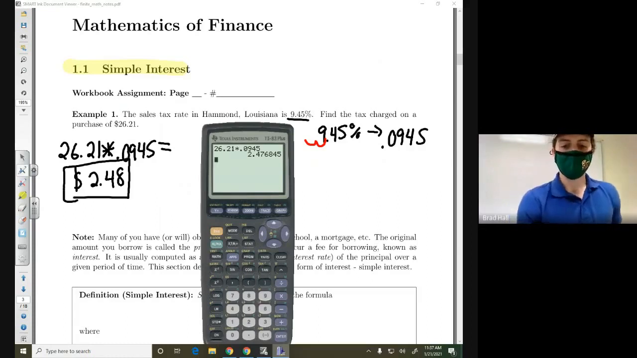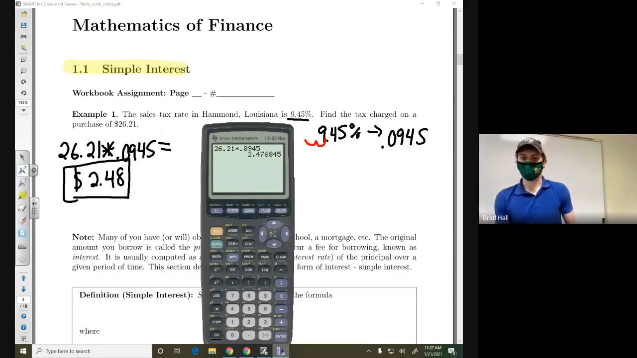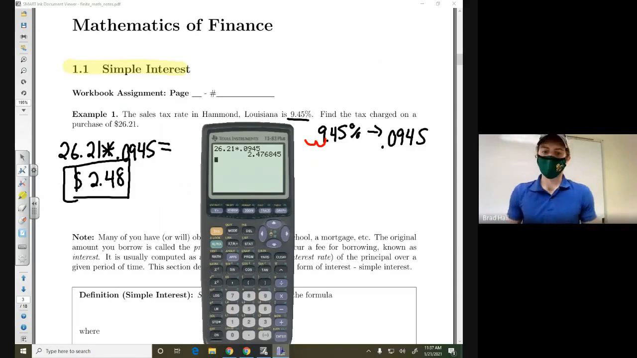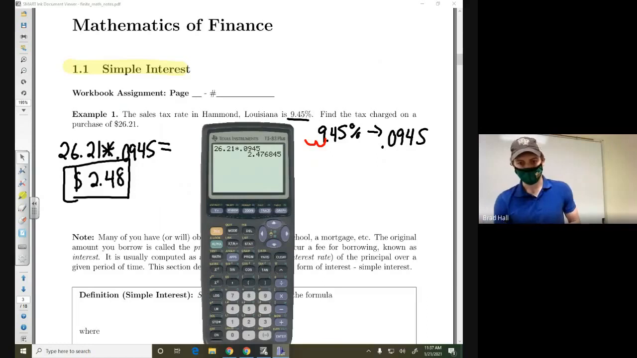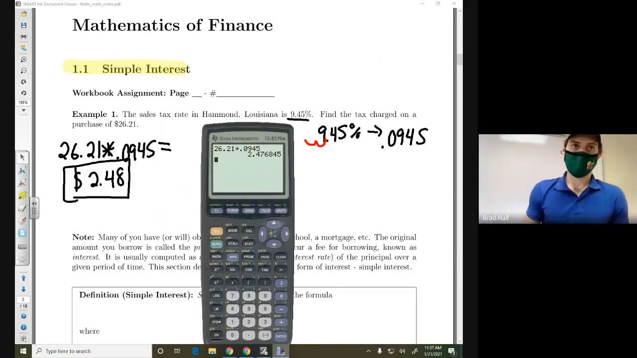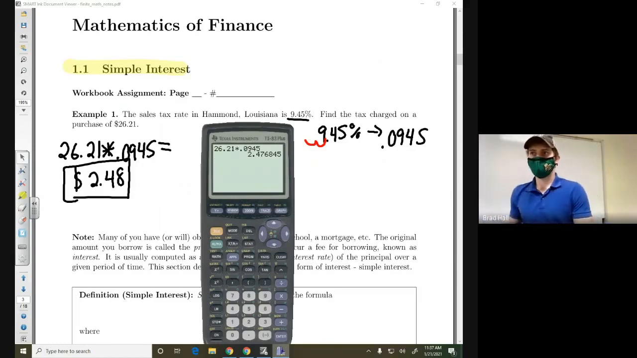Very simple. We just found 9.45% of $26.21. So that's it. Found the tax. You may have already known how to do that. If so, cool. If not, there you go. How's everyone feel so far? Is that fine?